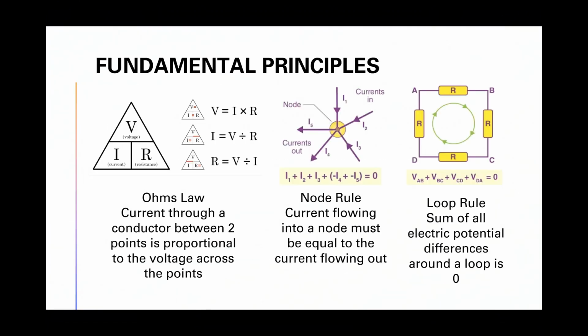Our fundamental principles: we have Ohm's law, where current through a conductor between 2 points is proportional to the voltage across those points, and that's just V equals IR, the basic equation. And it can also be represented by that triangle, often is.